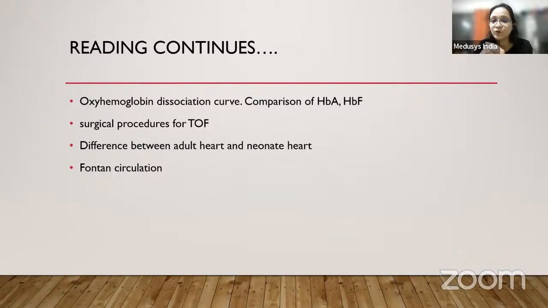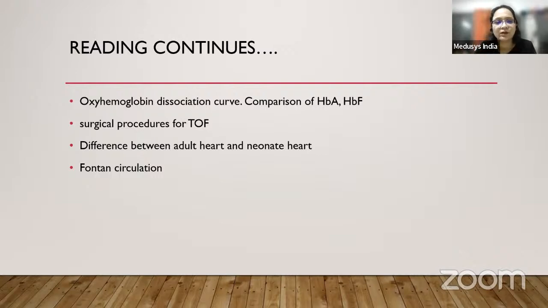But a few things that we have not covered are, we have covered fetal circulation, but we have not covered fetal oxygenation. What I meant to say is the comparison between HbA and HbF in the oxyhemoglobin dissociation curve. Those also can be asked when you are facing the question about fetal circulation.